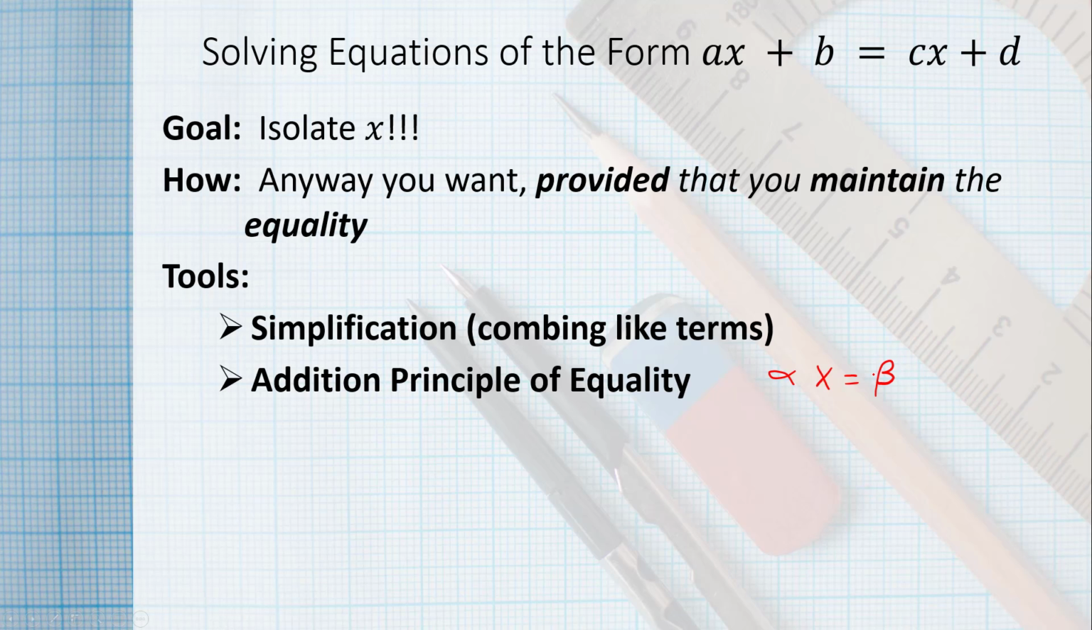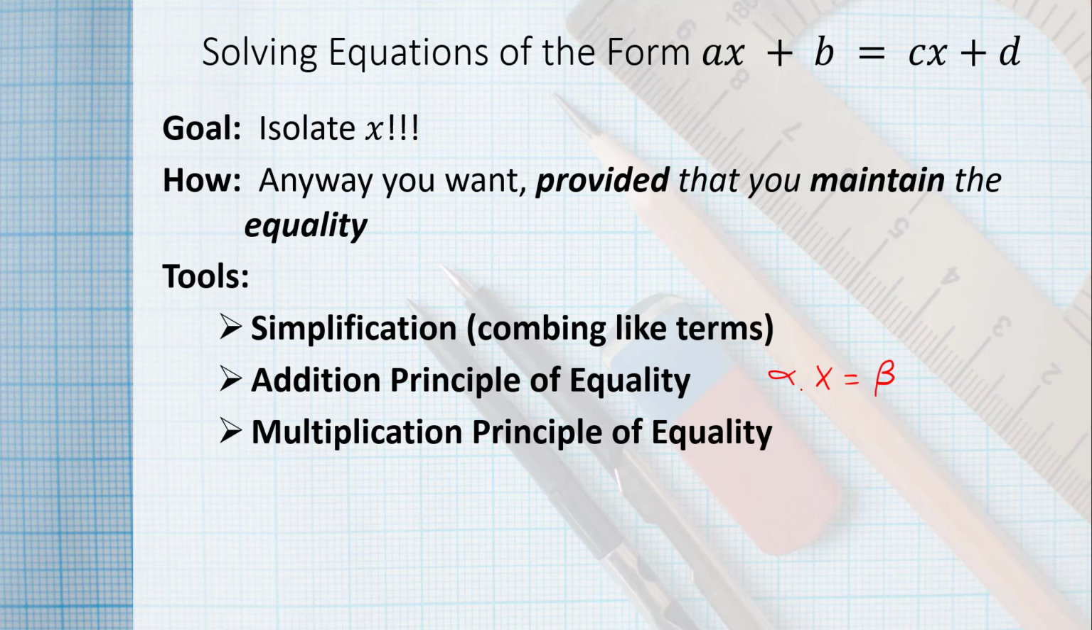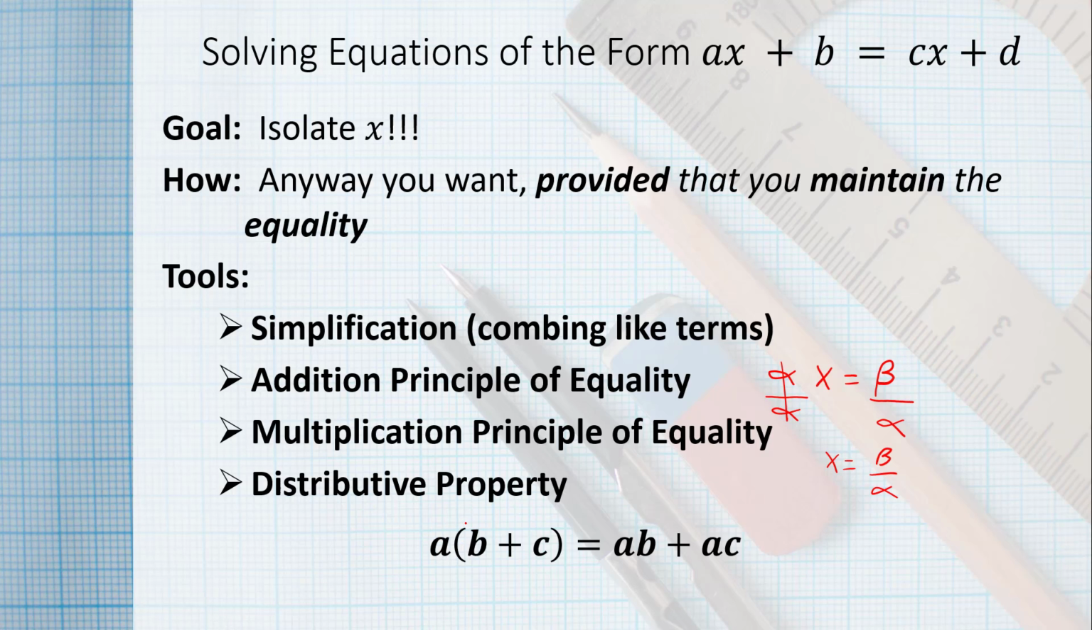And then we will use the multiplication principle of equality to get rid of this coefficient. What do we do? Well, we'll divide this term by alpha to make the coefficient 1. And once again, what you do on one side, you've got to do on the other side. Then this will cancel, and we will have x equal to beta over alpha, whatever beta and alpha happen to be. And the last tool that we have is the distributive property, where if we have a number multiplied by a sum of two terms contained in grouping symbols, like b and c, that will be equal to a times b plus a times c. We will distribute a with the b and with the c.